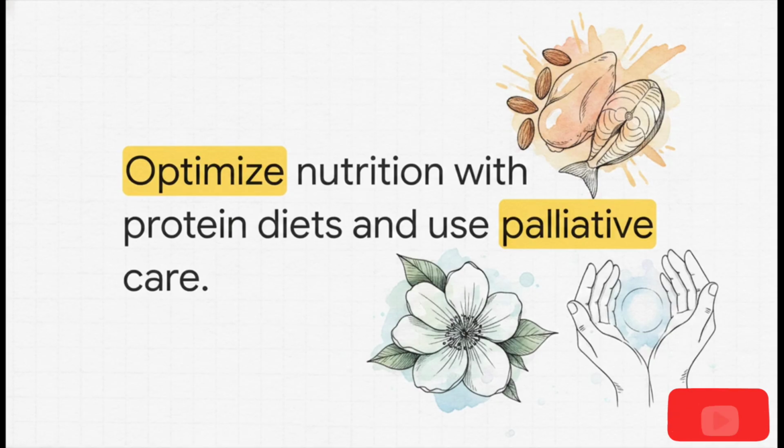Cancer and its intense treatments often cause severe weight and muscle loss, which is clinically known as cachexia. Optimizing a patient's nutrition with a high-protein, high-calorie diet is quite literally just as important as the medicine itself. When you combine that with palliative care, which is entirely focused on pain relief and symptom control, patients are supported holistically, as real people, not just treated as a diagnosis.